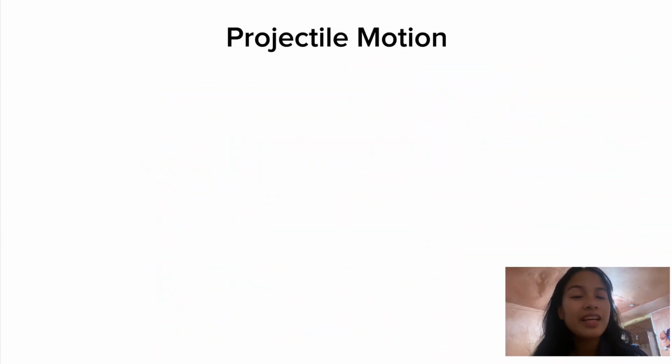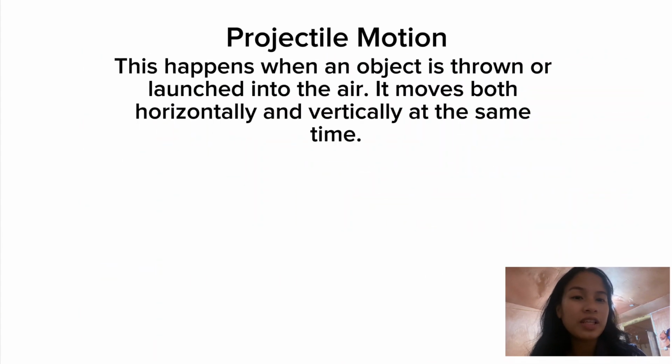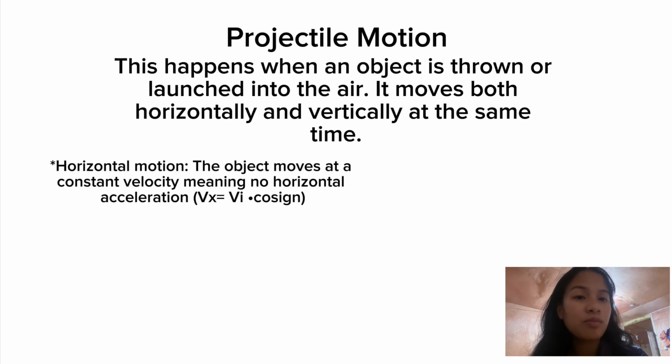Now, let's talk about projectile motion. This happens when an object is thrown or launched into the air. It moves both horizontally and vertically at the same time. And now we break it into two parts, which are the horizontal motion and the vertical motion. In horizontal motion, the object moves at a constant velocity, meaning there is no horizontal acceleration.